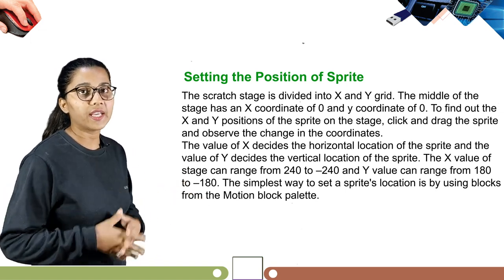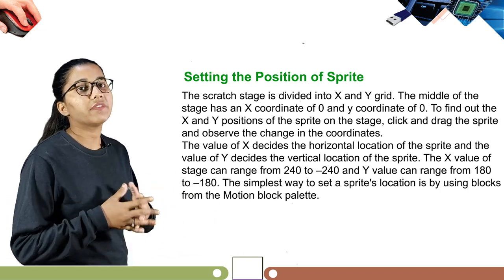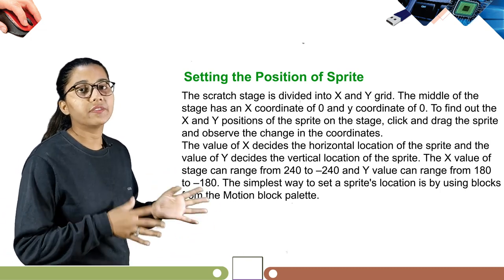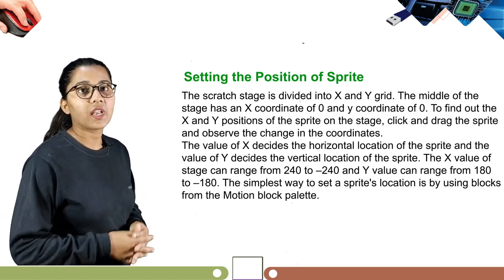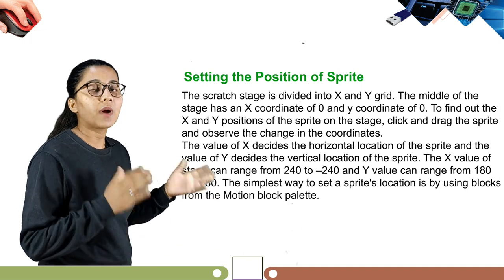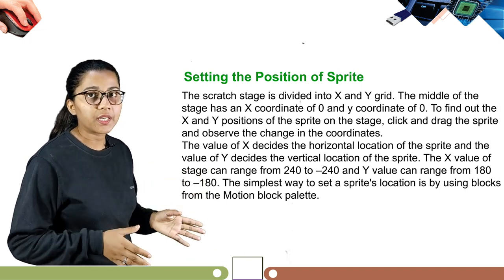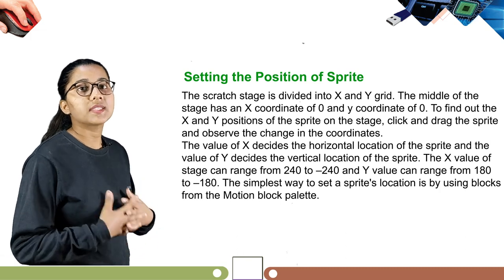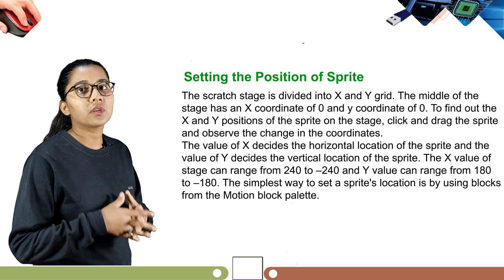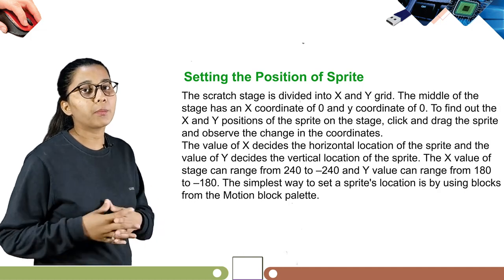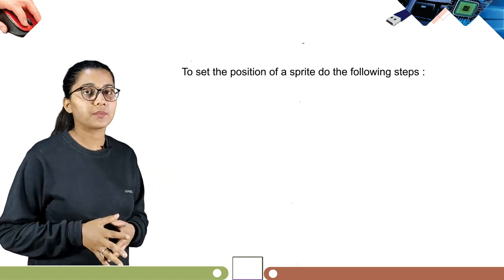The value of X decides the horizontal location of the sprite and the value of Y decides the vertical location of the sprite. The X value of stage can range from 240 to minus 240 and Y value can range from 180 to minus 180. The simplest way to set a sprite location is by using blocks from the motion block palette. To set the position of a sprite, do the following steps.